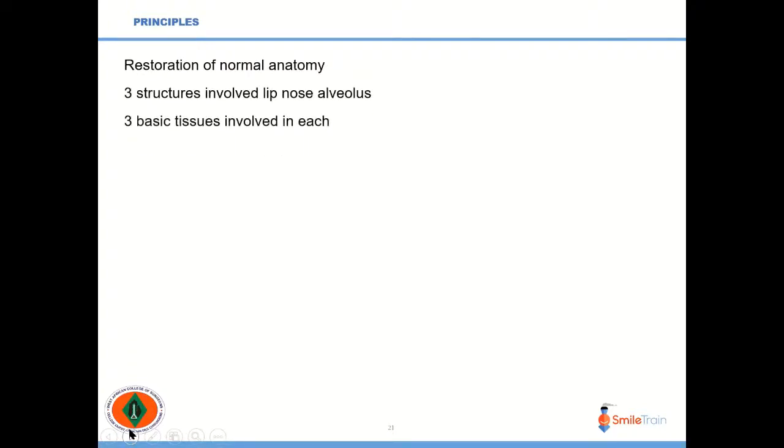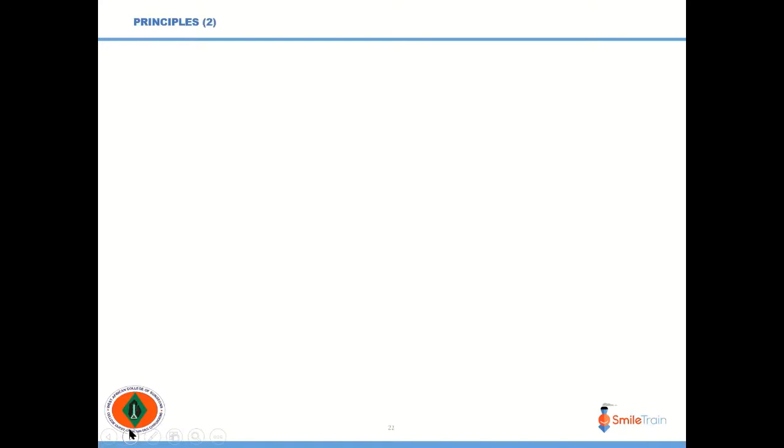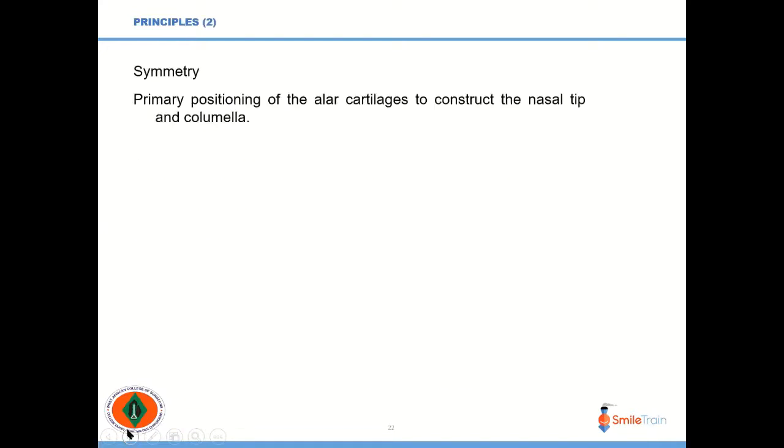The principles are you want to restore the normal anatomy. Remember, there are 3 structures involved: the lip, the nose, the alveolus, and there are 3 basic tissues in each of these. For the lip, you have to deal with the skin, the muscle, the mucosa. For the nose, you need to deal with the skin, the cartilage, the mucosa. And for the alveolus, you need to deal with the mucosa, the dentine, and the bone. All of them need to be addressed. Next. The goal is symmetry.